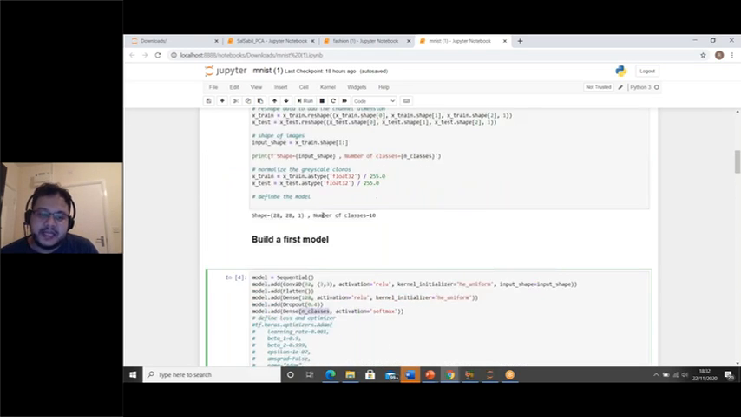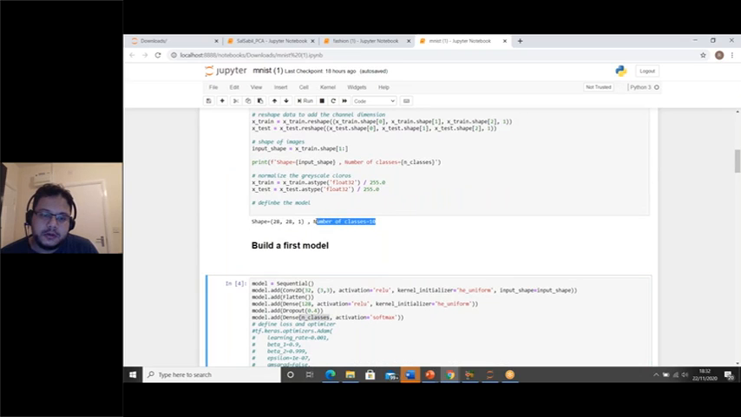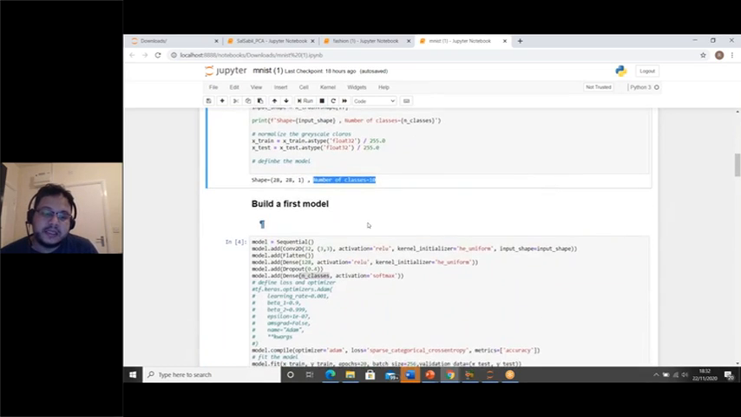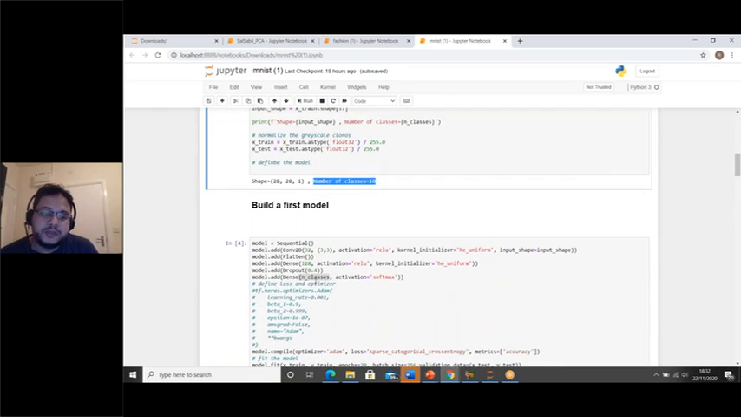Here, how many classes do we have? The number of classes, we are trying to recognize numbers. Yeah, exactly. So between 0 and 9, which means 10 classes. So here, the number of classes, we put it in here, which means we have 10 neurons, activation softmax.